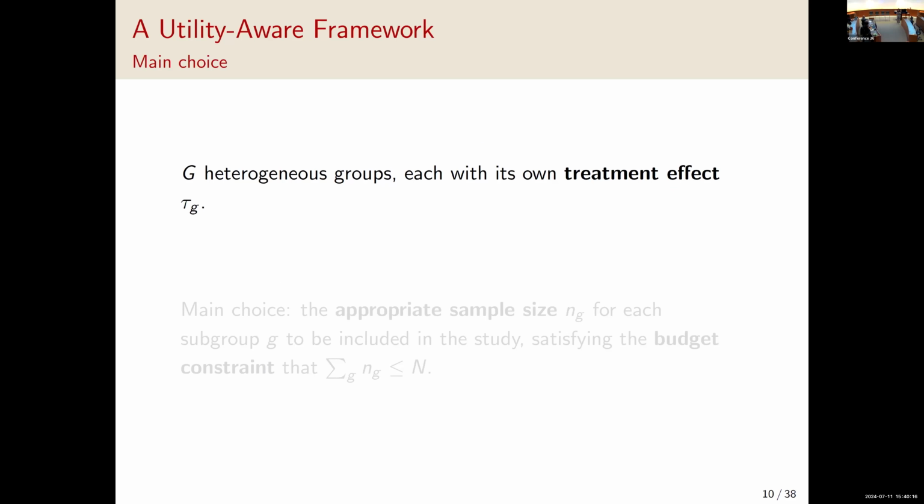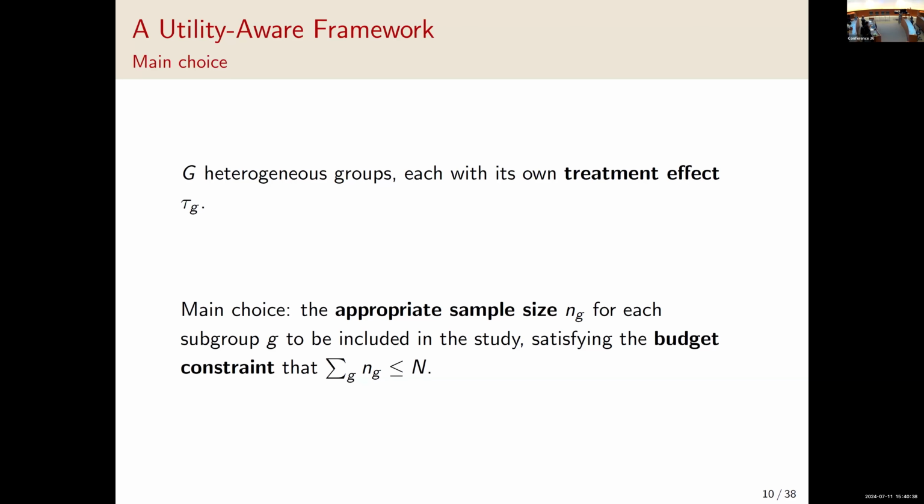Bringing insights from those utility functions, we build a utility-aware framework that can be used to guide sample selection. We consider a framework where there are in total capital G, a finite number of heterogeneous groups, each with its own treatment effect that can be arbitrarily different across groups and the same within groups. The main choice we're going to make is the appropriate sample size NG for each subgroup G to be included in the study, satisfying a budget constraint that there can be at most capital N units. And that's something we can calculate using those sample size calculation methods.